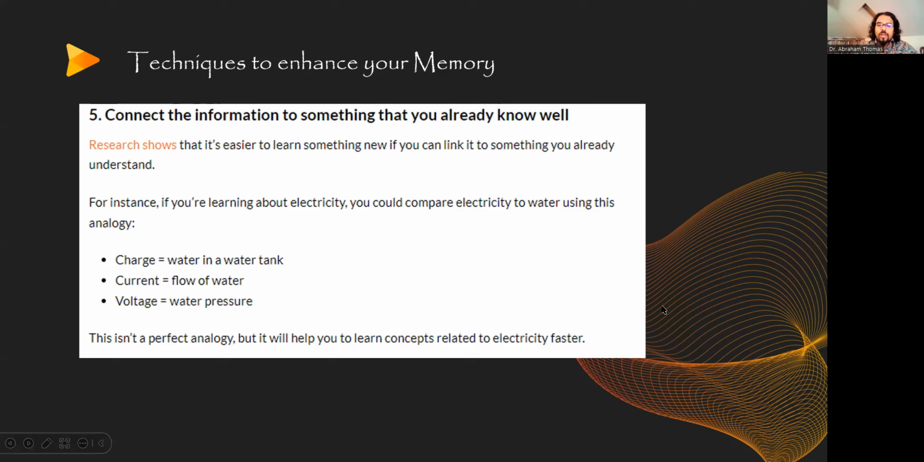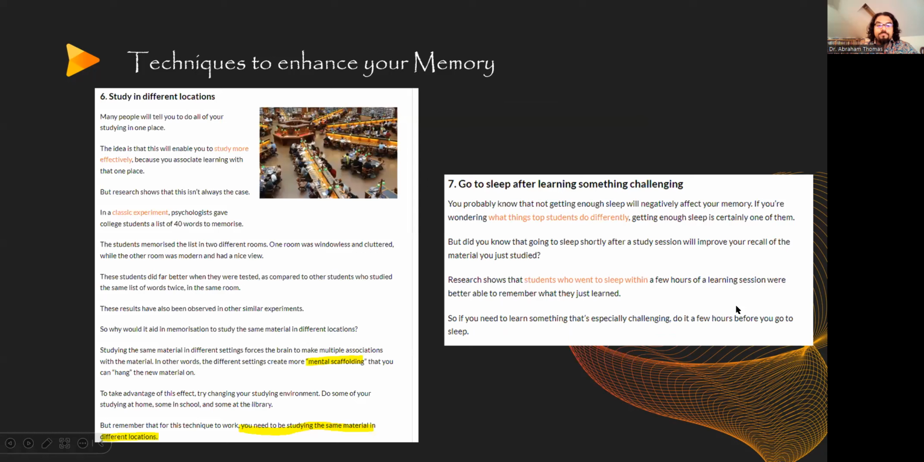And particularly when I learned A-level biology, a lot of these techniques were used, where the more common things that a 15-year-old would know were related to biological processes of, for example, photosynthesis or meiosis or other cellular processes in pathophysiology. Studying in different locations, I thought this was a really interesting one. So this is almost dispelling a myth, if you will. Many people will tell you to do all your studying in one place, but this makes you feel that you'll be more effective and follow a habit and a technique, a routine.